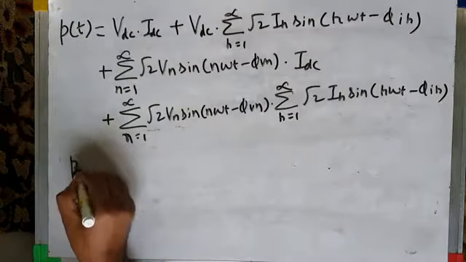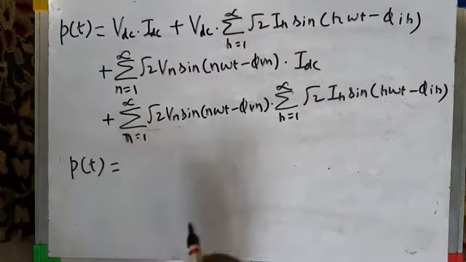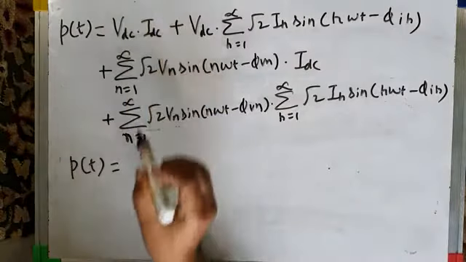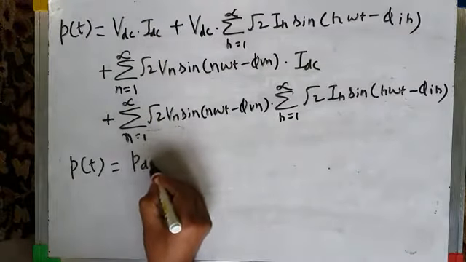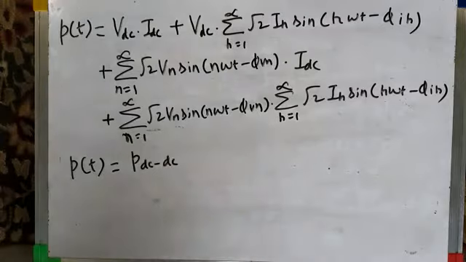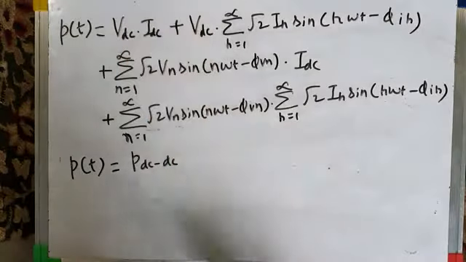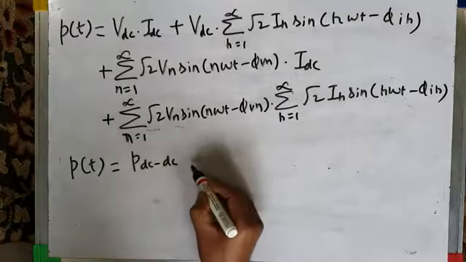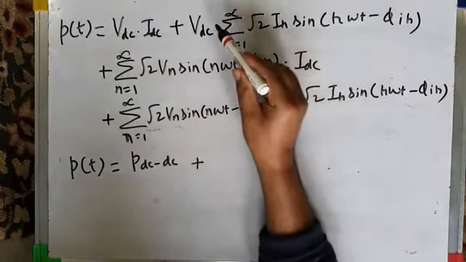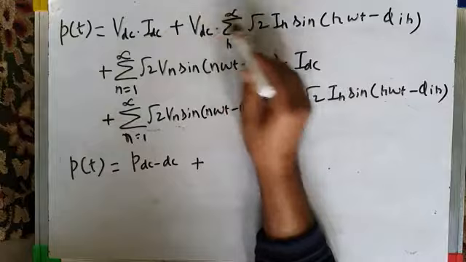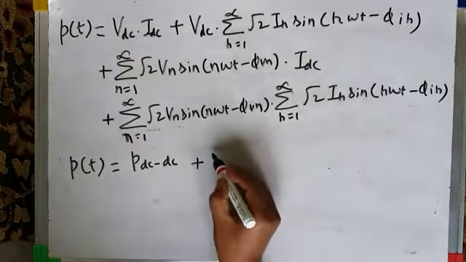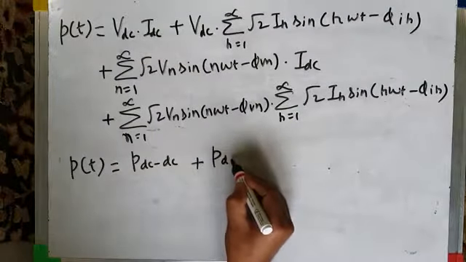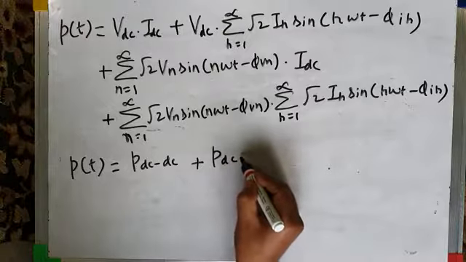Now this instantaneous power comprises various components. The first component is VDC into IDC, that's called DC to DC power. Let me write that, DC to DC power, because voltage is DC and current is also DC. This component of power is called P DC to DC. Plus, in the second term of instantaneous power, voltage is DC but current is AC. So this will be P DC to AC.